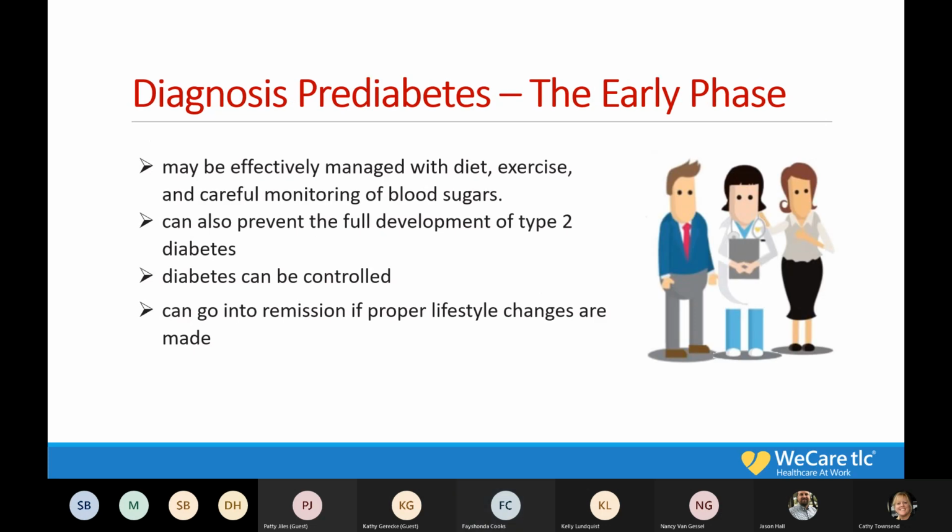Next. All right, pre-diabetes. This is what I call the early phase. And again, it can be managed with diet, exercise, and monitoring of blood sugars. It can also prevent the full development of type 2 diabetes. So once you know you're at risk and you're getting that initial warning sign, that's a good opportunity to say, okay, do I want to go full gear into diabetes, or do I want to stop and make the changes I need to avoid having to be dependent on medication or dependent on insulin?